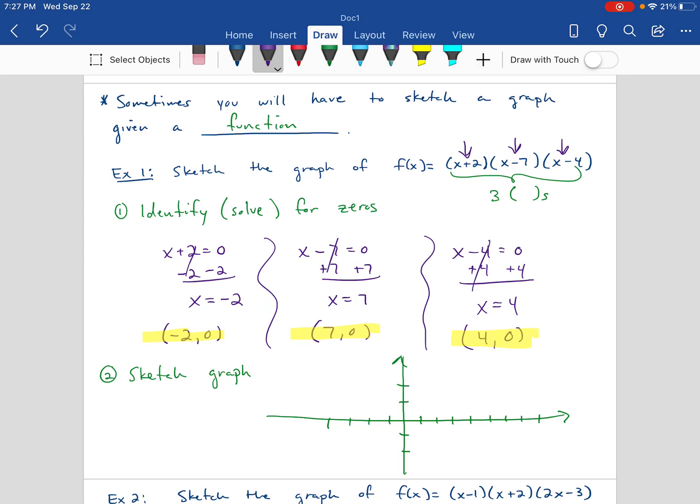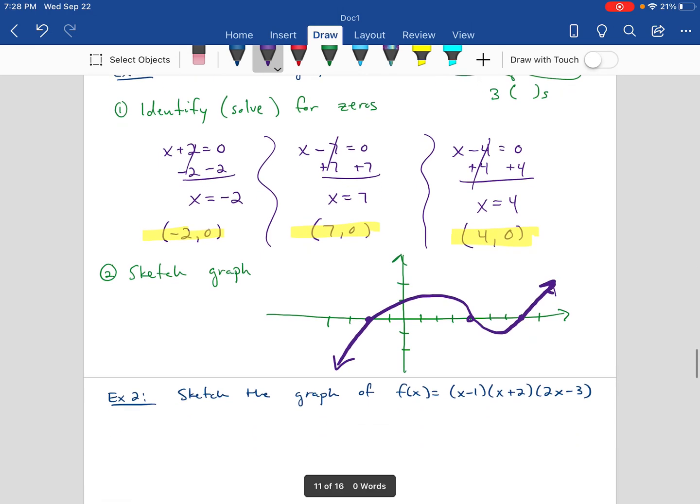Okay, so my first point was at (-2, 0), which is here, then (7, 0), and (4, 0). Okay, so now I'm going to go ahead and draw a graph. Now this has 3 parentheses, so this is a cubic function. So it's going to look something like that. Again, it's not perfect, but it is going to look something like that. And we're done. That is a sketch of the graph of f(x) = (x + 2)(x - 7)(x - 4).